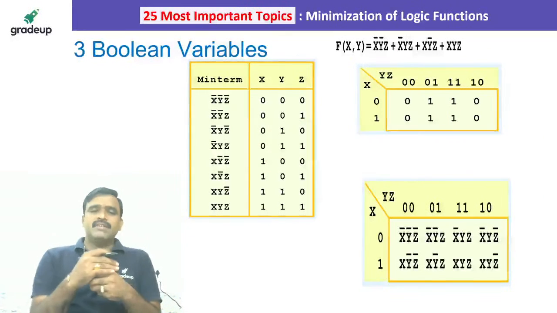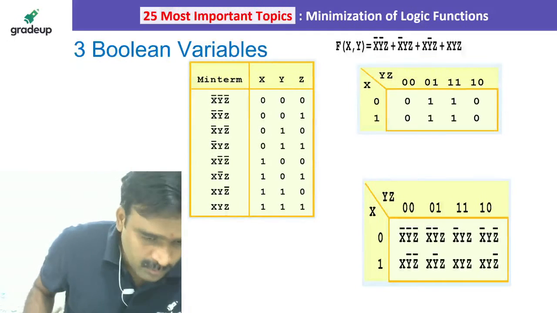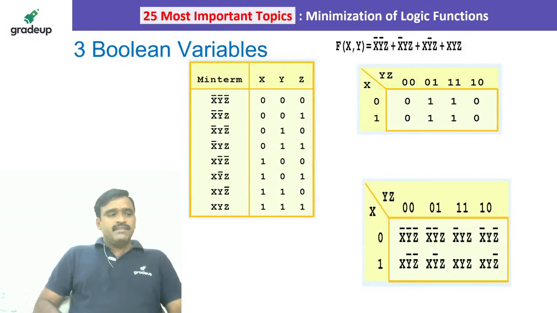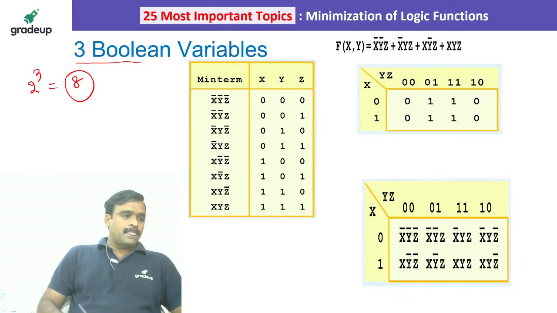Now coming to the 3 variable Boolean function, you can just see this. How is it represented, you could check. What are the 3 variables here? X, y and z. How many combinations will come for 3 variables? 2 power 3 combinations. For 3 Boolean variables, we have 2 power 3 combinations, so 2 power 3 is nothing but 8 combinations.